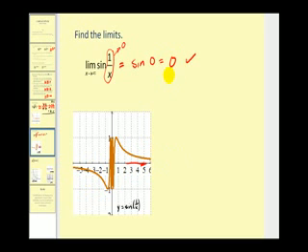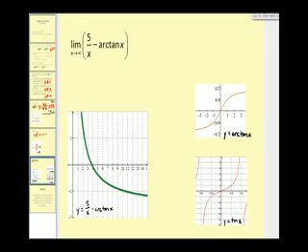Okay, let's take a look at one more. Here we have the limit as x approaches infinity of 5 divided by x minus arctangent x. So we should realize now that 5 divided by x as x approaches infinity is going to approach 0. So the real question becomes, what is negative arctangent x going to approach as x approaches positive infinity?